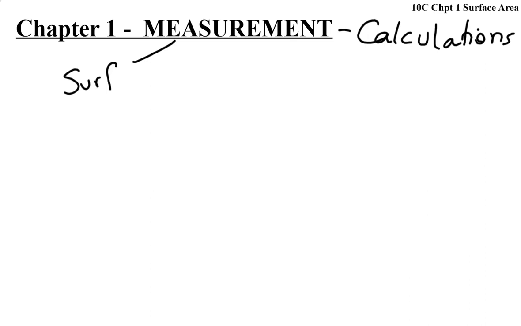10 C's, Chapter 1, Measurements. What we have now is the calculations portion of measurements. And the calculations, when we talk calculations and measurement, there's essentially two things we're looking at. We're looking at surface area, which is what we'll start with today, and we're also talking volume.